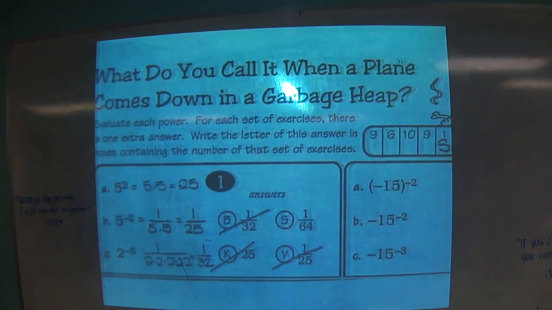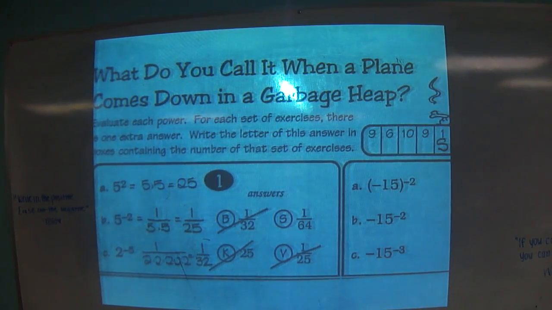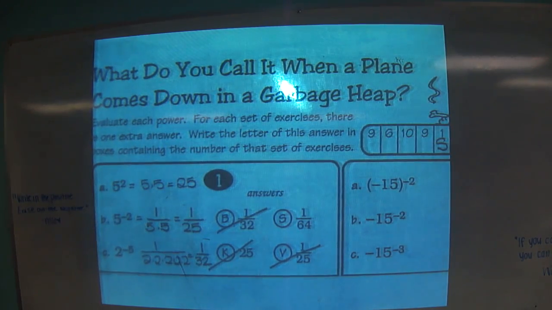Okay, so what do you call it when a plane comes down in a garbage heap?